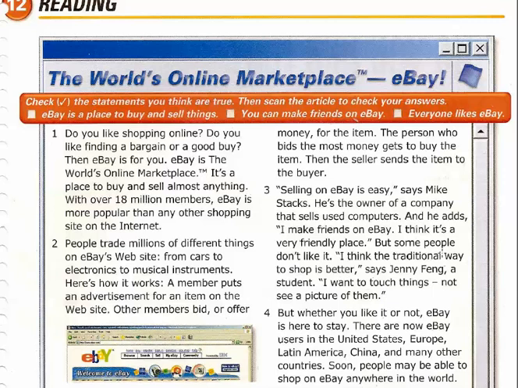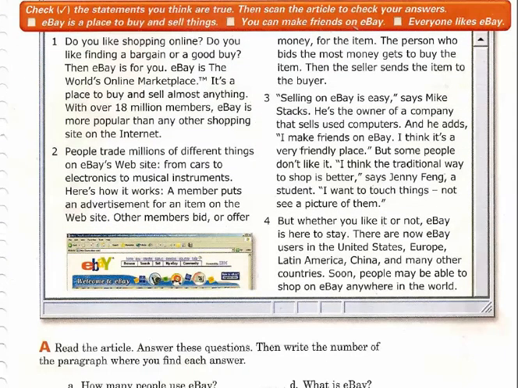Here, a comparison between two things: the traditional way is better than the electronic one. So here, the adjective good turns to better between two things. I think the traditional way to shop is better, says Jenny Fing, a student. I want to touch things, not see a picture of them. So his viewpoint is that he likes to touch the item himself, not to see a picture of it.